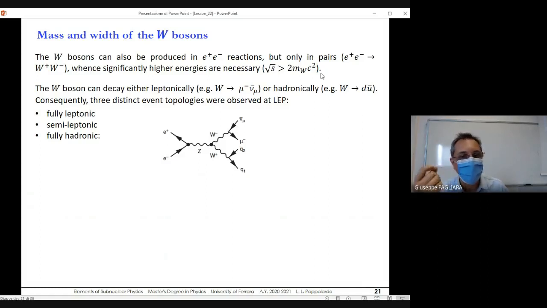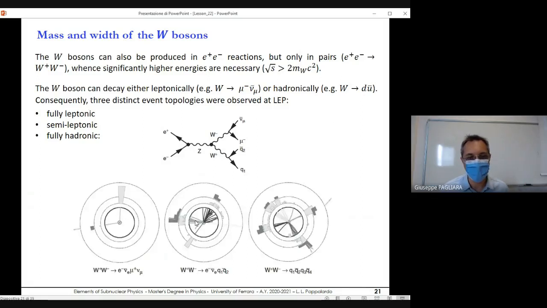Now, suppose you create your Ws, and the process is depicted here. So you're annihilating electron positron into a Z, and then the Z decays into W+ W-, which further decay into their final state. And indeed, the W can decay either leptonically or hadronically, so either into a lepton and neutrino or into a quark and antiquark. And so, since we have two of them, we have essentially three different event topologies. Fully leptonic, where both the Ws decay leptonically, semi-leptonic, where one decays leptonically and one into q q-bar, and fully hadronic, where they both decay into quarks.